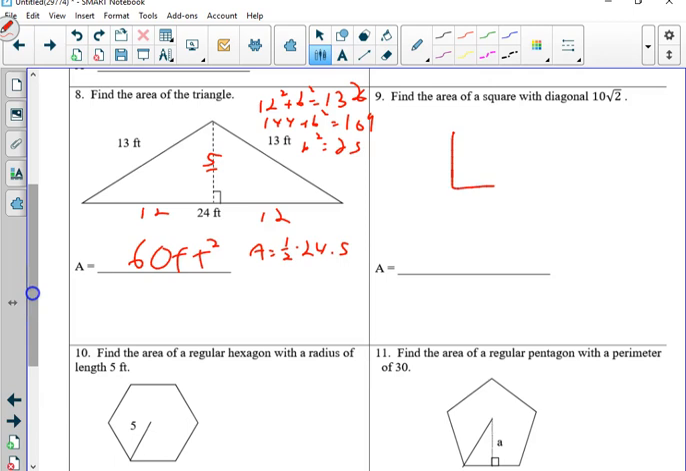Find the area of a square with a diagonal of 10 radical 2. Oh, that's 90. That's 45. That's 45. The legs are going to be 10 radical 2 divided by radical 2. Cancels. So 10 times 10 is 100 square units.